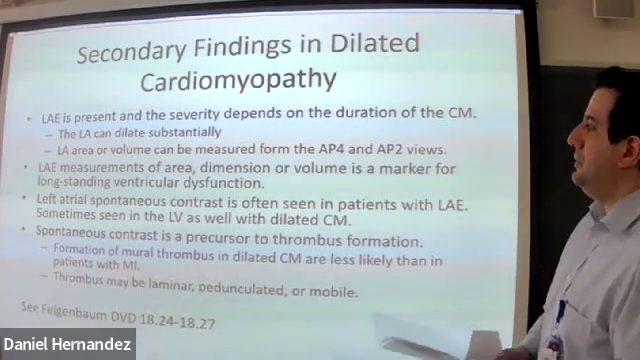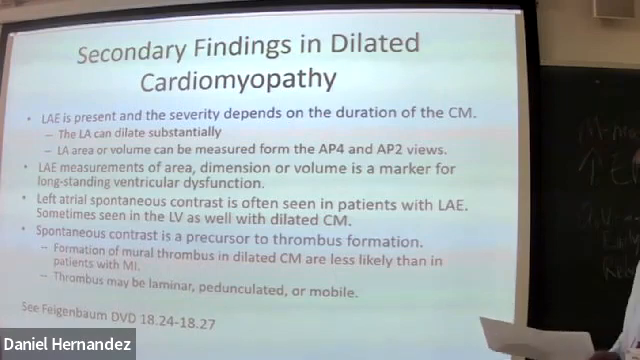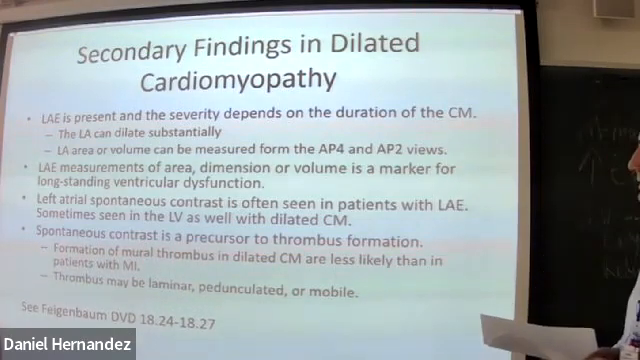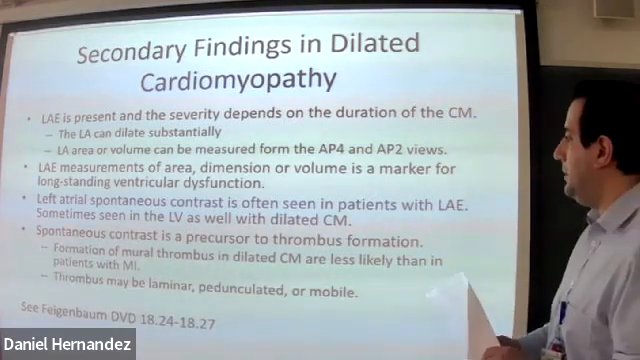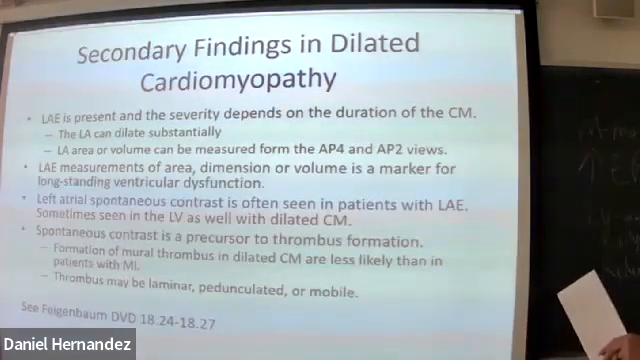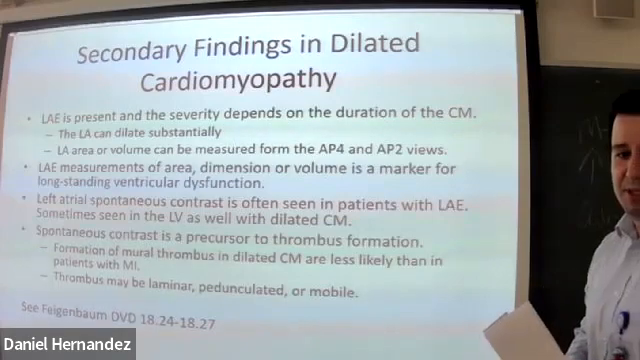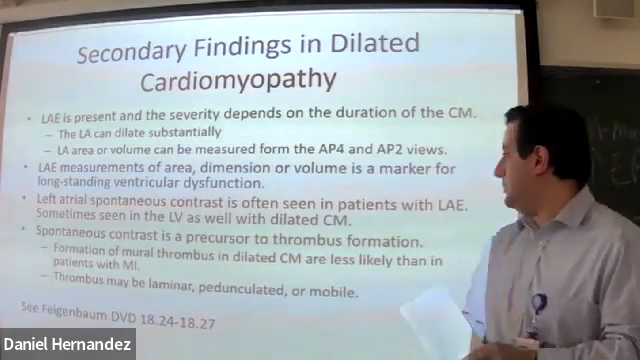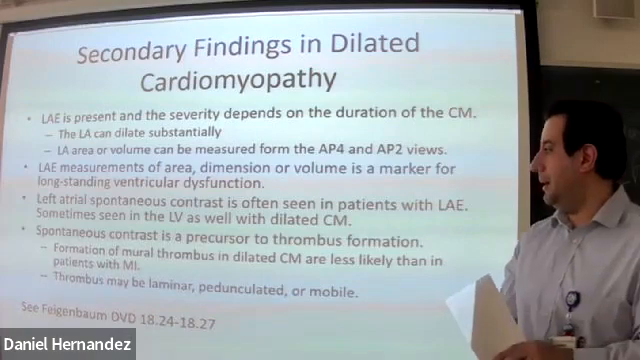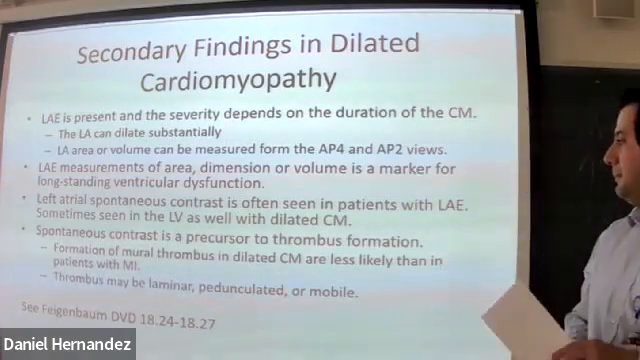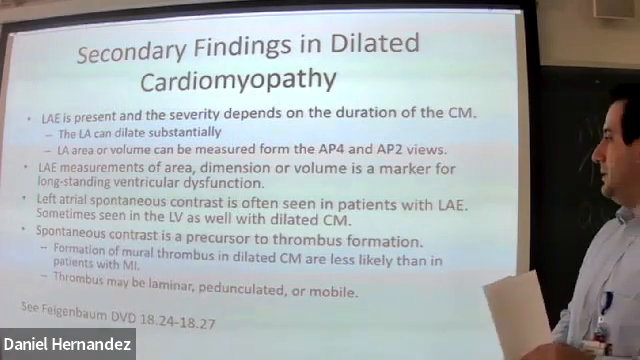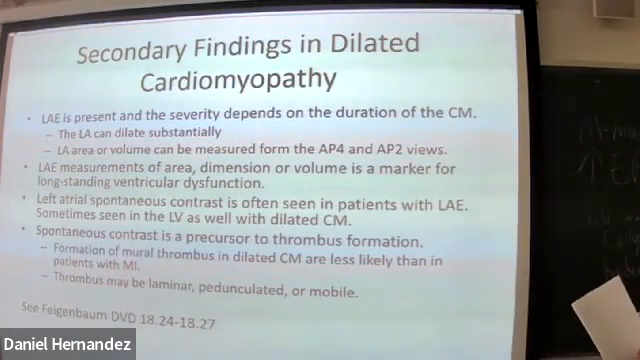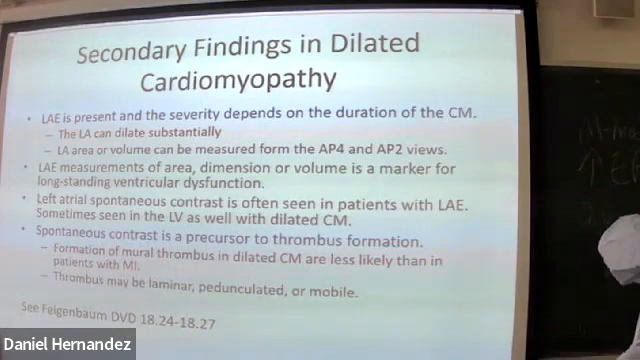If the atria become dilated enough, we may be able to visualize spontaneous contrast. So that's that smoke, that swirling of blood that we can see. That's often a precursor to the development of thrombus. Sometimes this can actually even be seen within the ventricle itself in patients that have dilated cardiomyopathy. So again, the spontaneous smoke or spontaneous contrast is a precursor for thrombus formation.